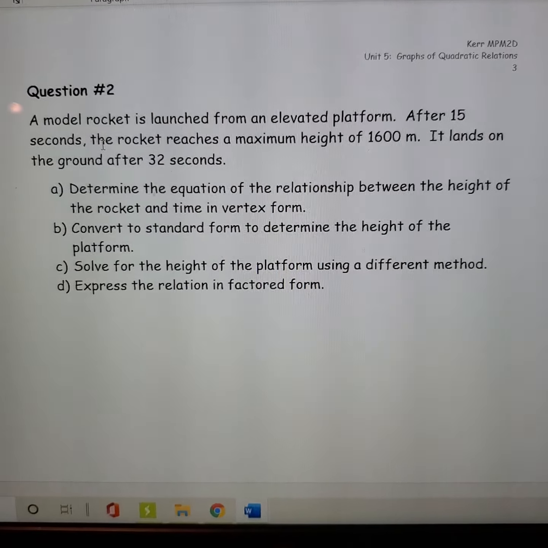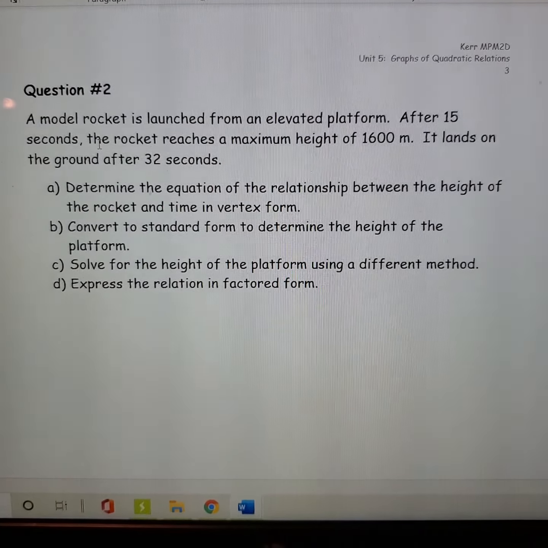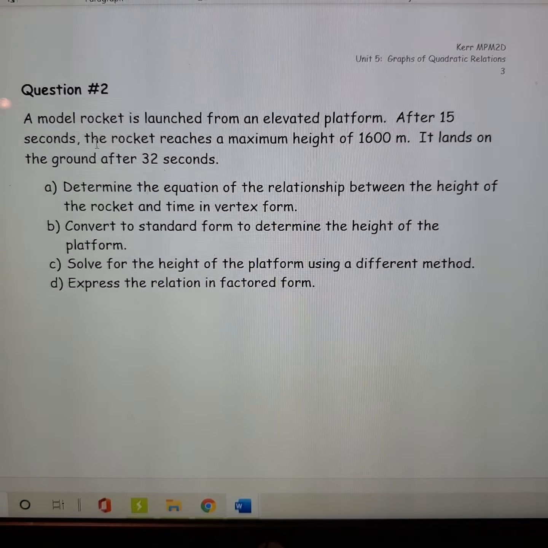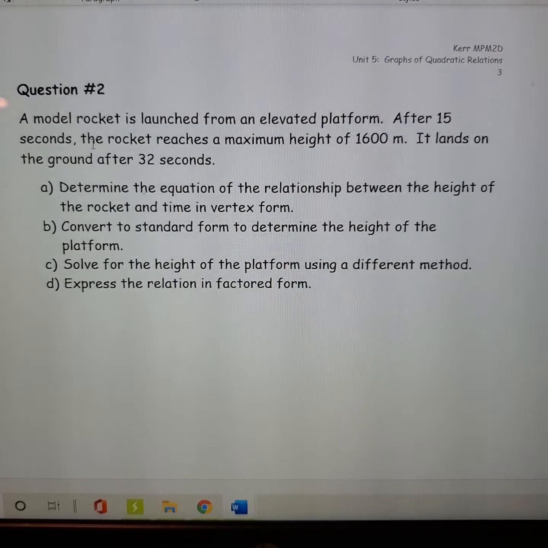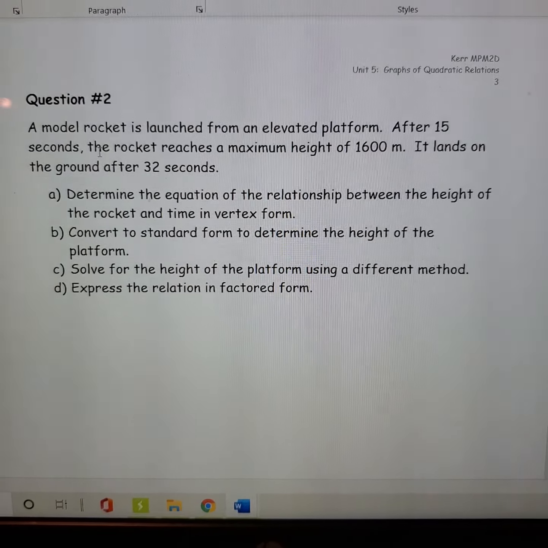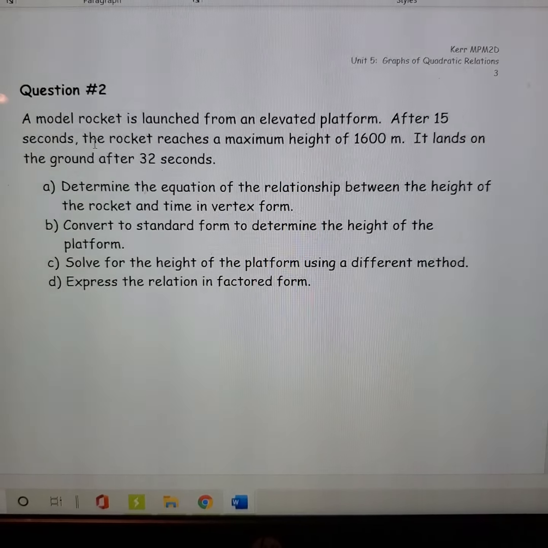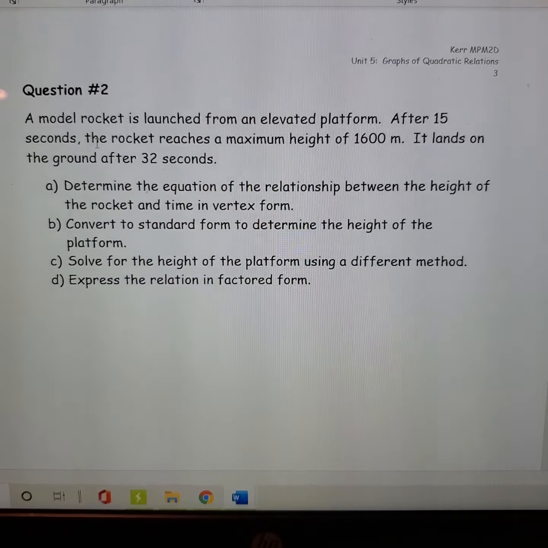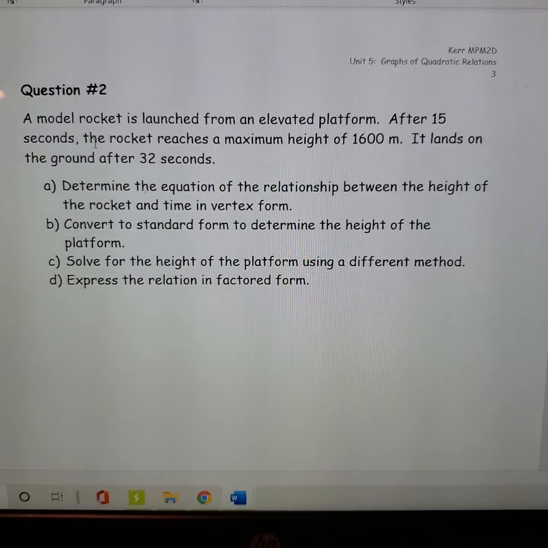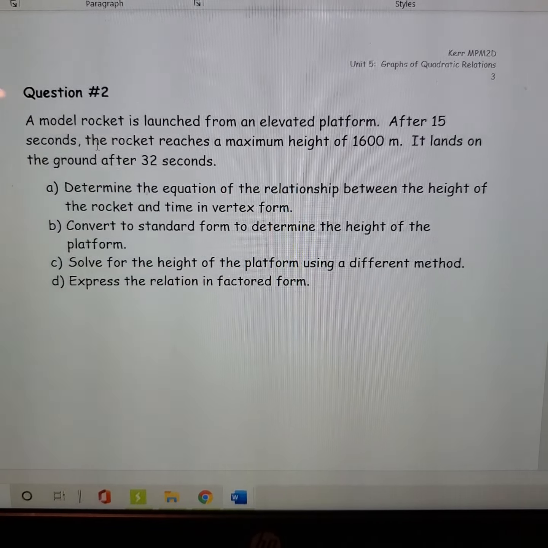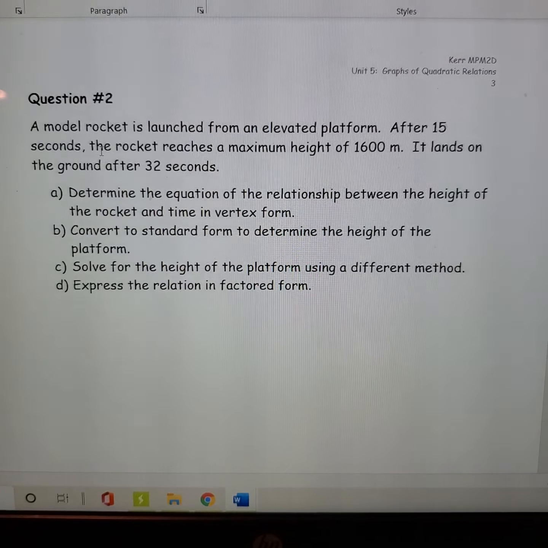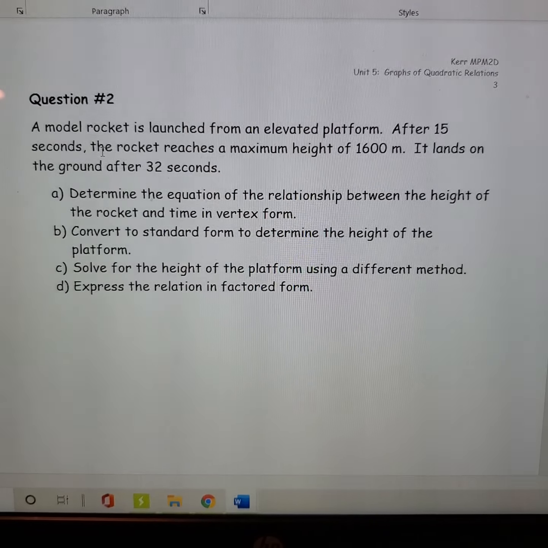Okay, next we're going to look at a question that involves the relationship between height and time. It could be a rock being thrown from the roof of the building. It could be a rocket being launched, as it is in this example. I think I've given questions where I'm being shot out of a cannon, so you get the gist. Okay, so I'm going to go ahead to my whiteboard here, and we'll look at number 2.